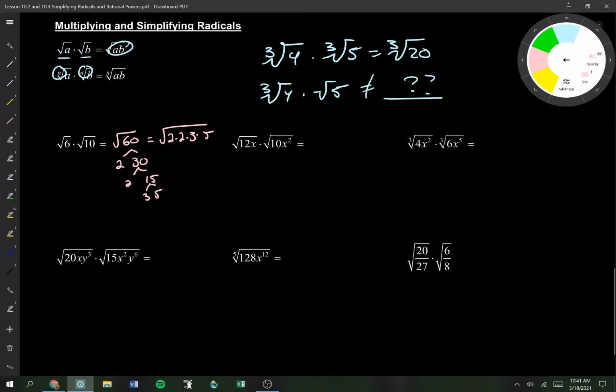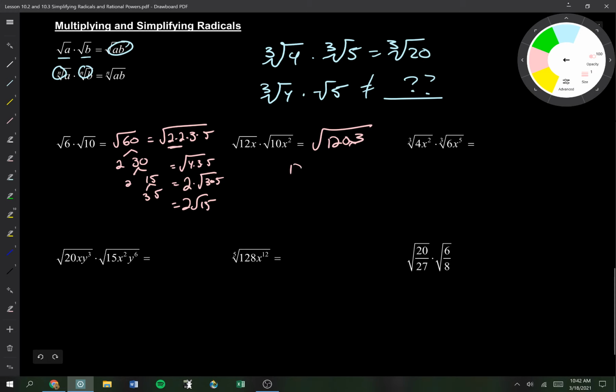What I'm looking for now are pairs, groups of 2 of the same number, because 2 times 2 is really 4, and I can square root 4. The square root of 4 is 2, so the 2 comes out. So this becomes 2 root 15. So here, this becomes 120x to the third.